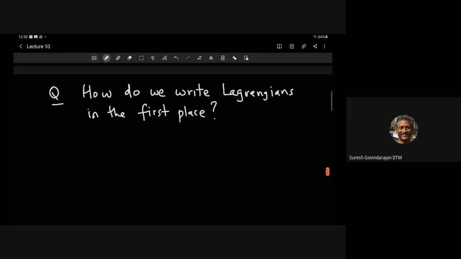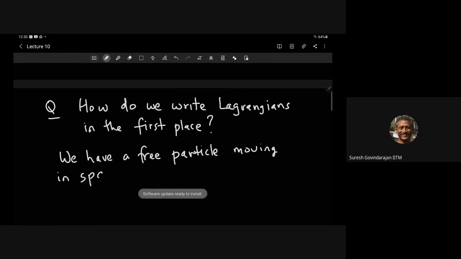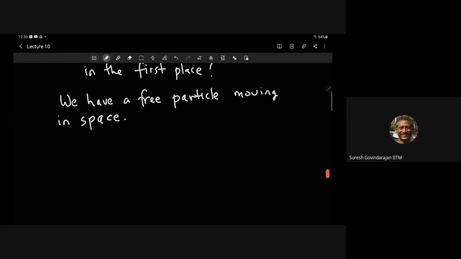So let us start with a beautiful example, actually. We have a free particle moving in space. Free means no forces, nothing in space. And we will assume that space is homogeneous.